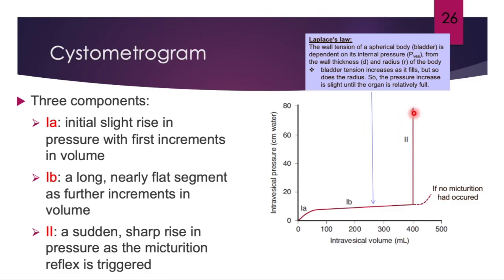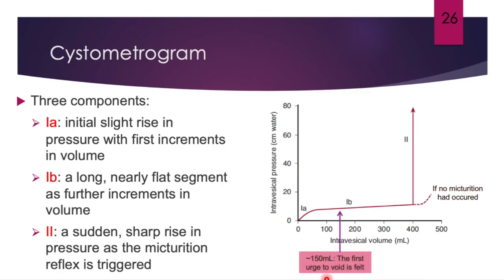Component 2 is a sudden sharp rise in pressure as the micturition reflex is triggered. If no micturition occurs, the pressure will keep on increasing. The first urge to void or to urinate will be felt when the volume in the bladder is about 150 ml, whereas when it reaches 400 ml, a marked sense of fullness will be felt, and this may trigger the micturition reflex.